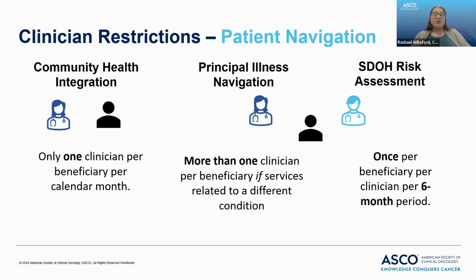Principal illness navigation restrictions are similar to that of principal care management. So more than one clinician per beneficiary can report this if the services that are being provided are related to different conditions. And then finally, the social determinants of health risk assessment is once per beneficiary per clinician. So they don't really say that it can or cannot be performed, but it's once per beneficiary per clinician per 6-month period. So multiple clinicians possibly could be reporting this.